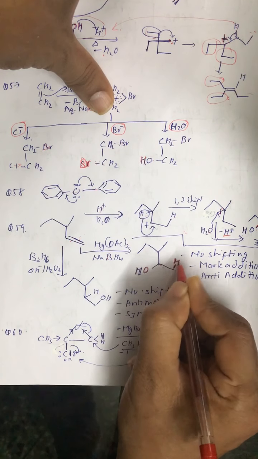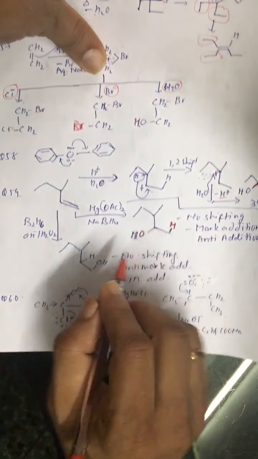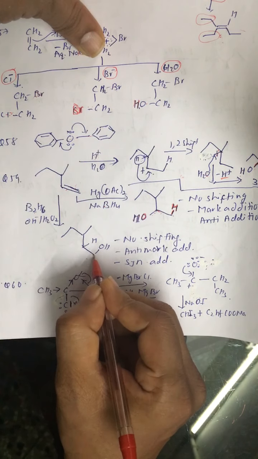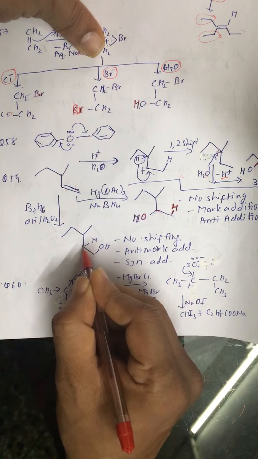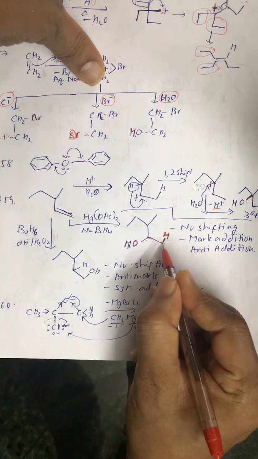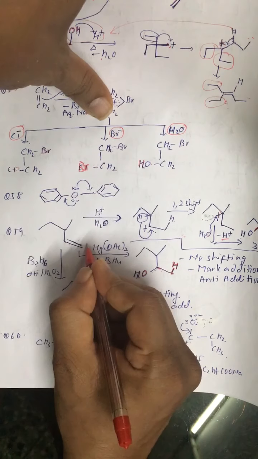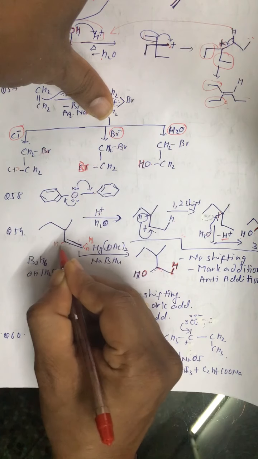If you do not want to go into depth in the mechanism part, then this is it. See here, it is anti-Markovnikov's addition, meaning the positive part is moving to the carbon having a lesser number of hydrogen, whereas here the positive part, that is hydrogen, is going to the carbon which bears a greater number of hydrogen. Here we have two hydrogen, 1, 2. All right, here we have only one hydrogen.